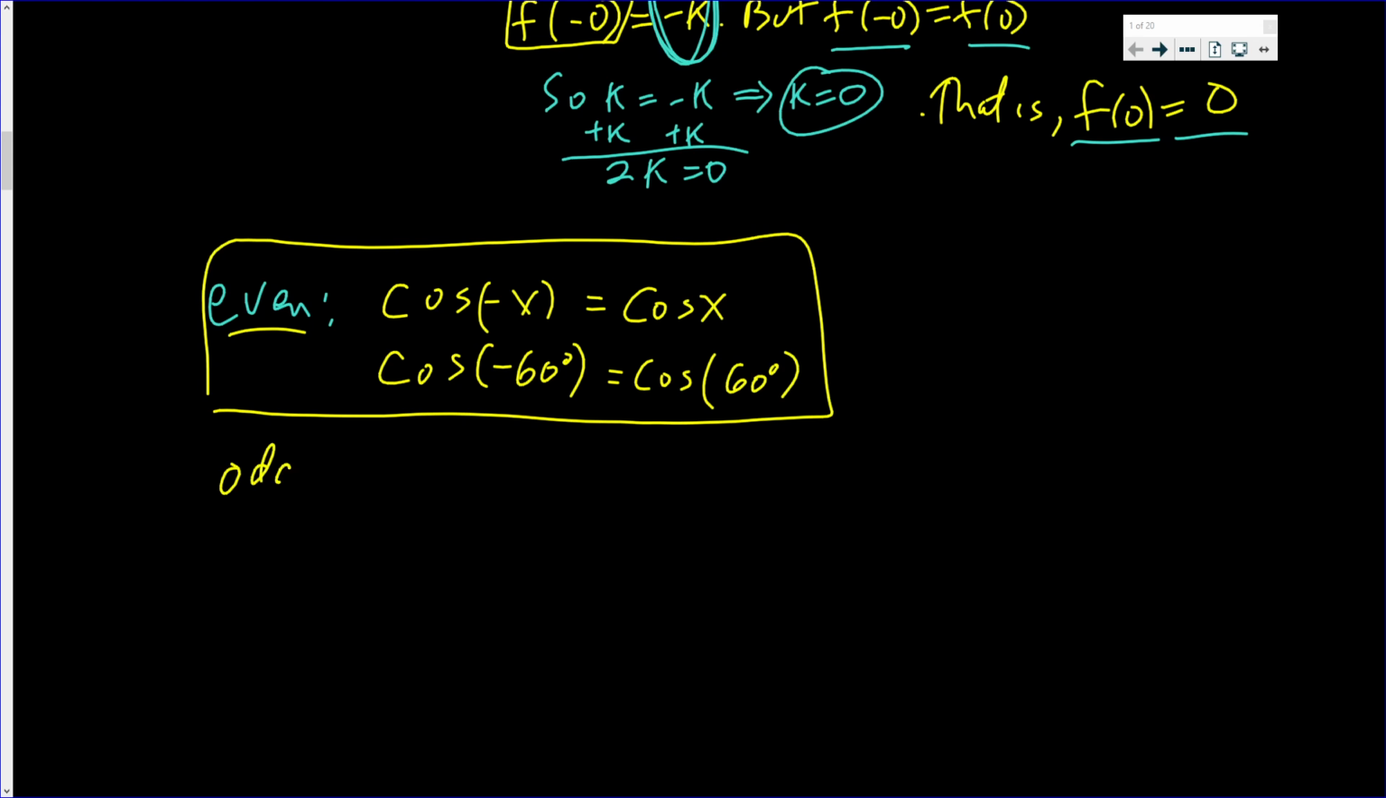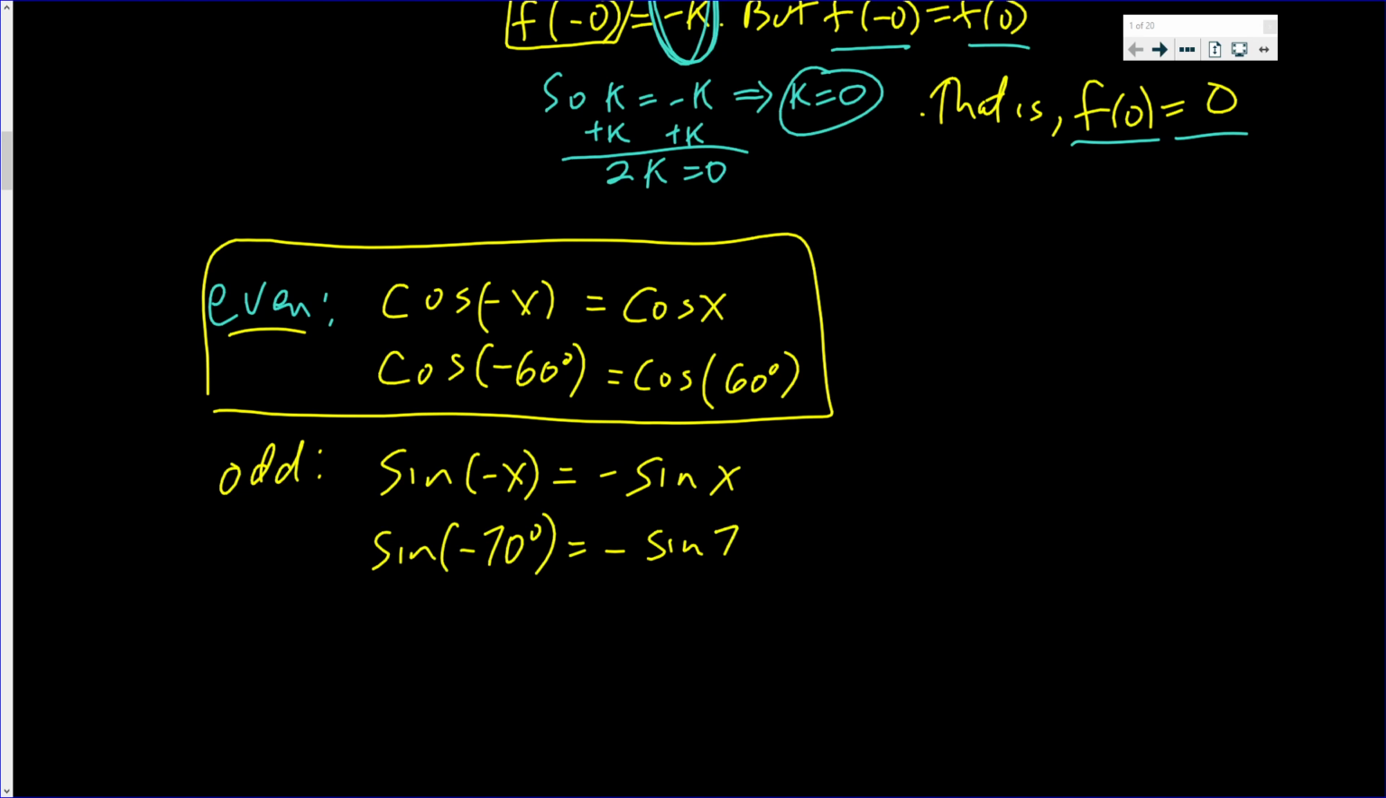Now, an odd function is the sine of x. The sine of negative x doesn't equal the sine of x. It equals negative the sine of x. So, if you need to find the sine of negative 70 degrees, it's not going to save you any time, but you can find negative the sine of 70 degrees.